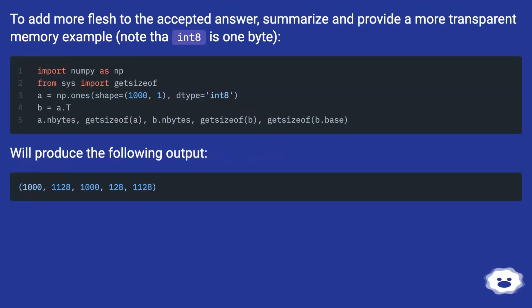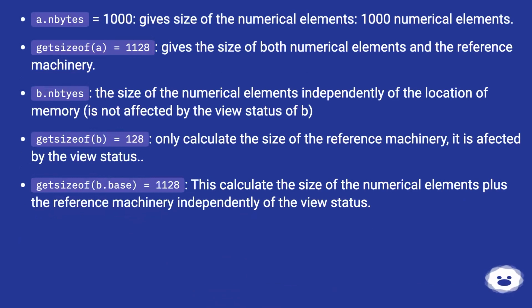To add more flesh to the accepted answer, I'll summarize and provide a more transparent memory example. Note that int8 is 1 byte. This will produce the following output. a.nbytes equals 1000 gives the size of the numerical elements, 1000 numerical elements. getsizeof(a) equals 1128 gives the size of both numerical elements and the reference machinery.